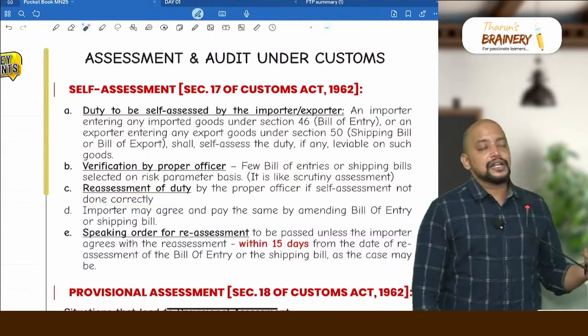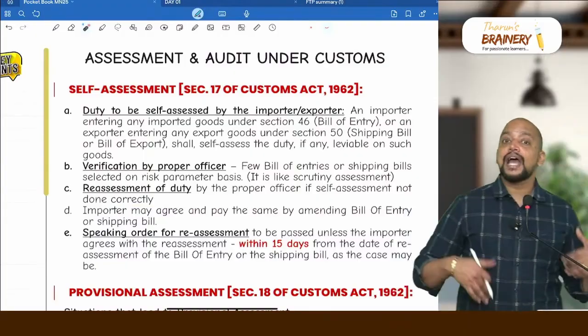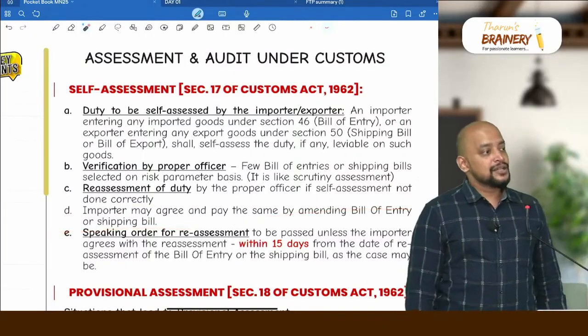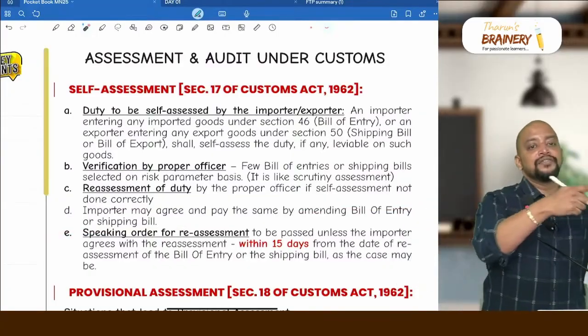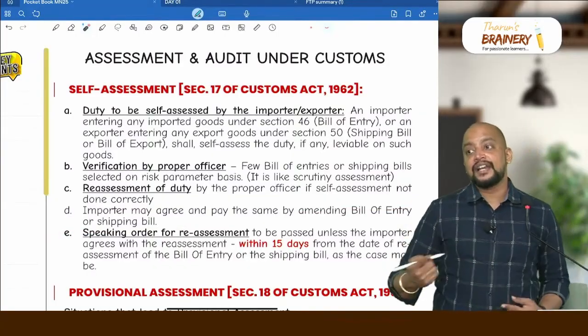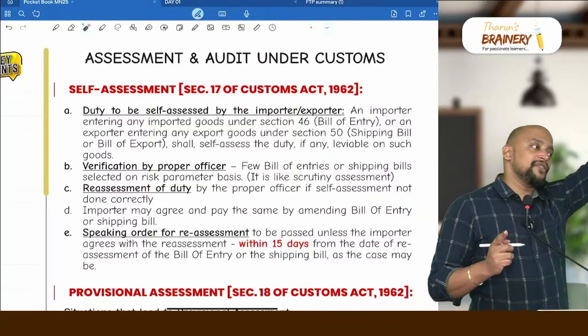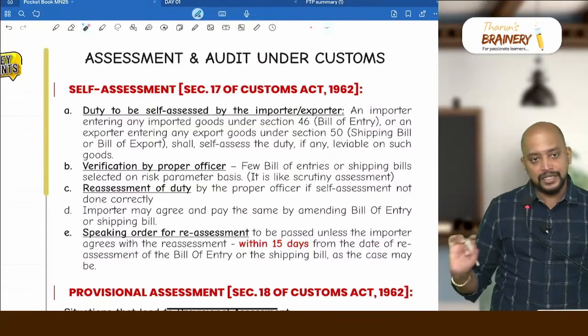And the importer has two options. Option number one, the importer may agree to it and pay by amending the bill of entry or shipping bill. They will do the amendment based on the value given. I need to amend it and file. Amending the bill of entry does not mean a new bill of entry is filed. For the original bill of entry itself, I am doing just the amendment, okay.